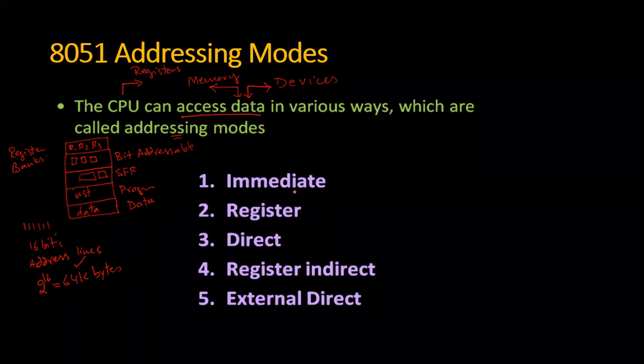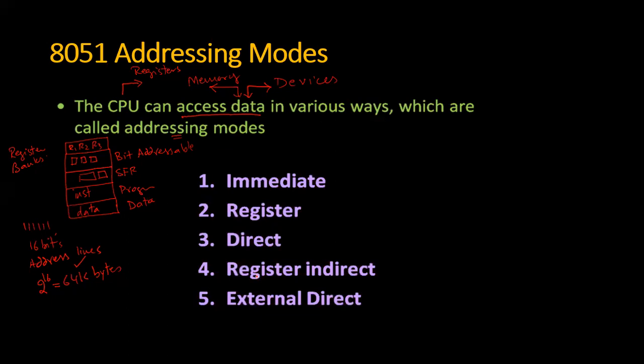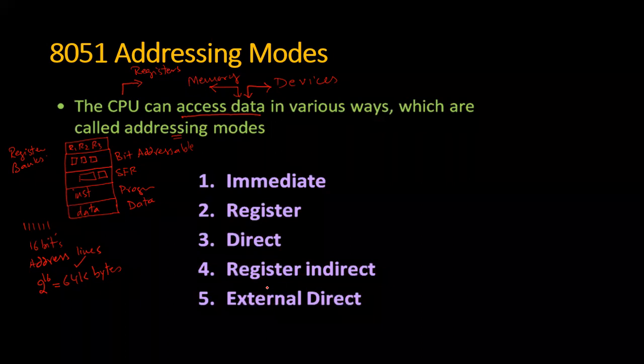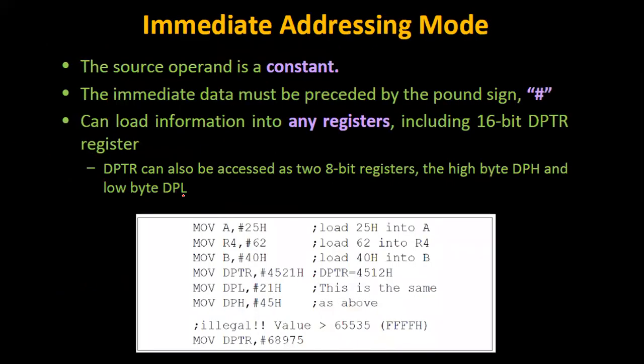The first one is the immediate address. Second is the register. Third is the direct. Fourth is the register indirect. And fifth is the external direct. But ultimately, they are all talking about accessing the data. Sometimes data आपके पास immediate होता है. For example, immediate addressing mode.